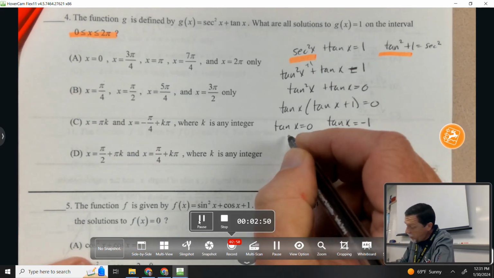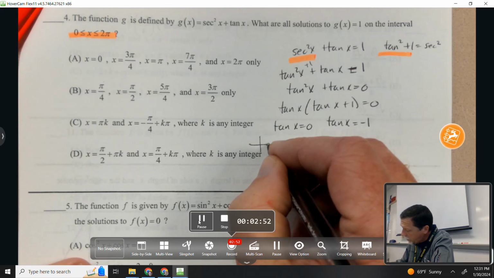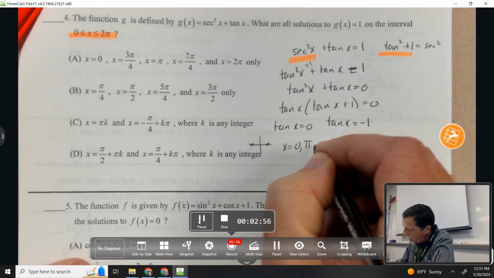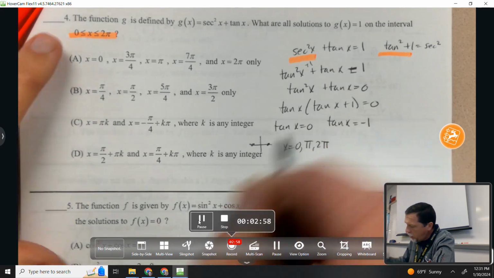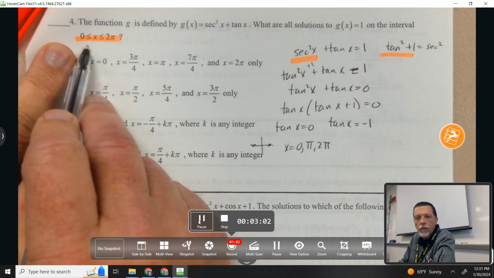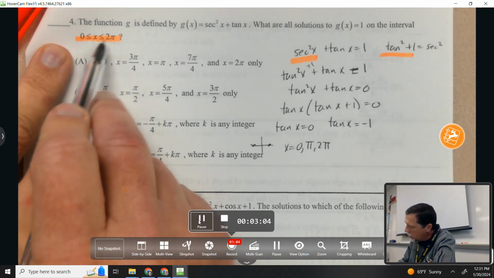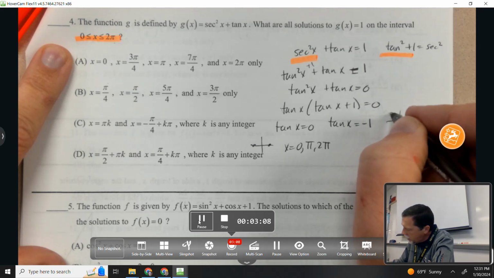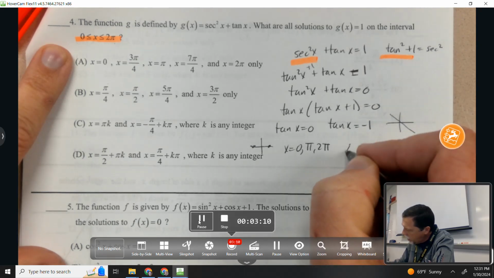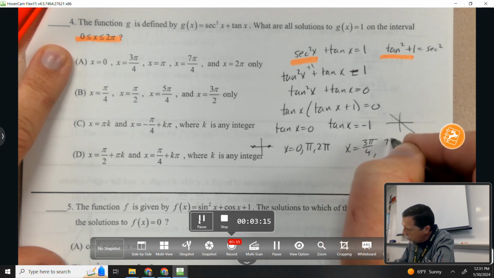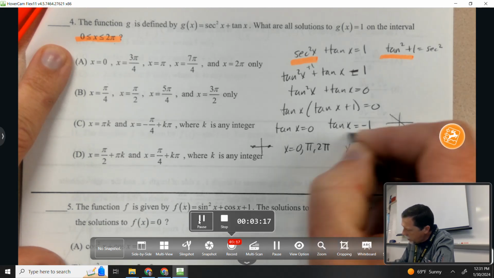Let's see, tangent is 0 where sine is 0, that's how I remember it. So that would be at 0 and pi and 2 pi. And let's be careful, all three of those are in this interval. So make sure you're checking, especially those endpoints are okay. Tangent of x is negative 1 in the second and fourth quadrants at the pi over 4s. So that's 3 pi over 4 and 7 pi over 4.